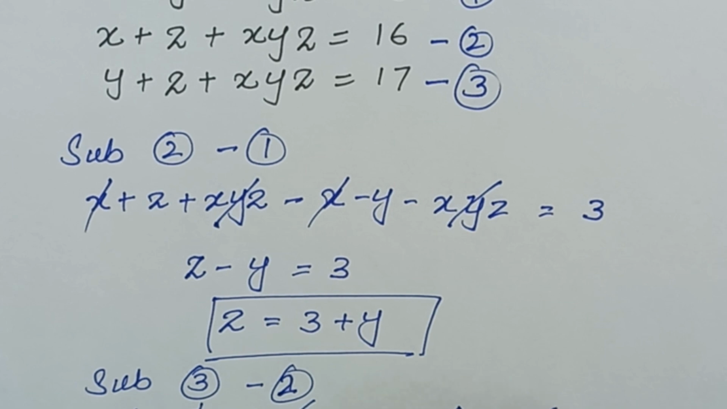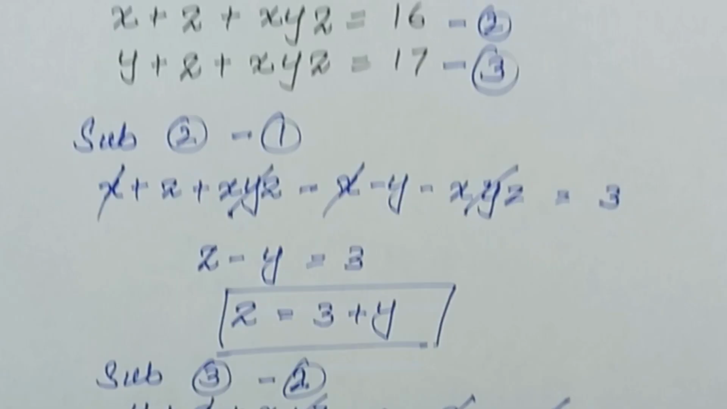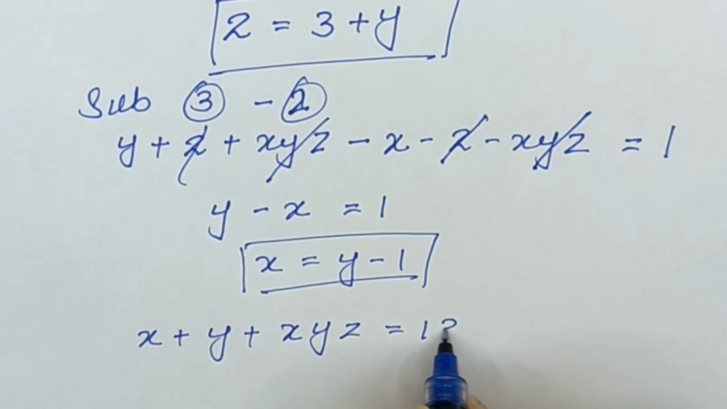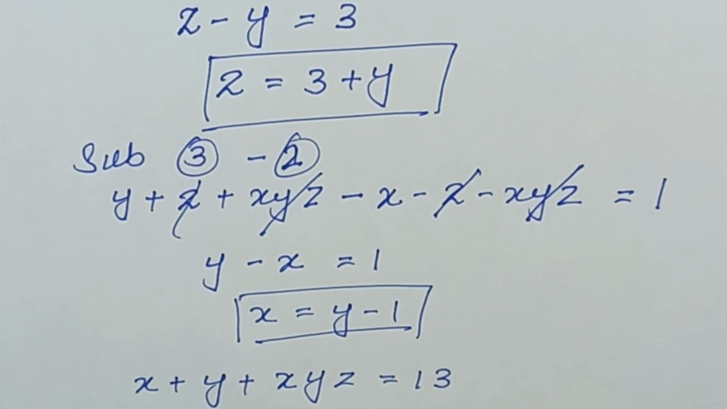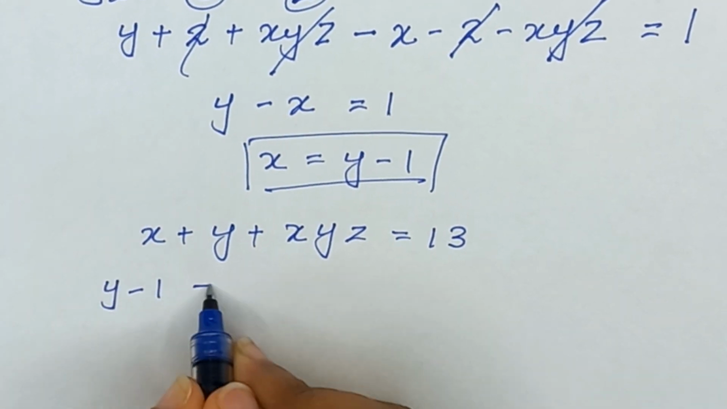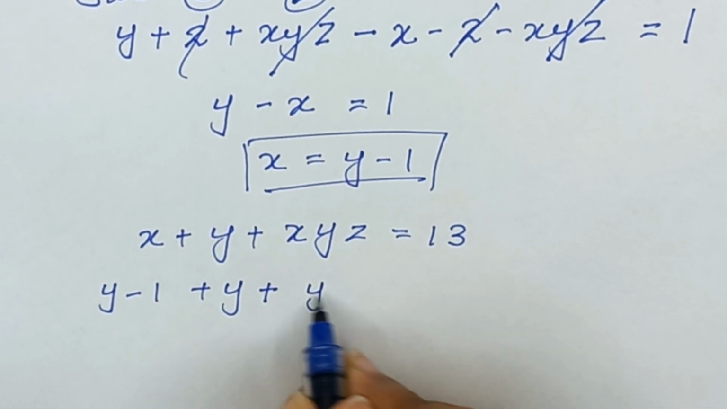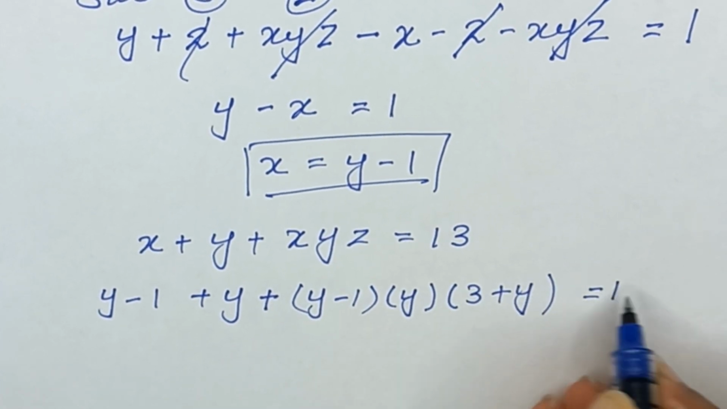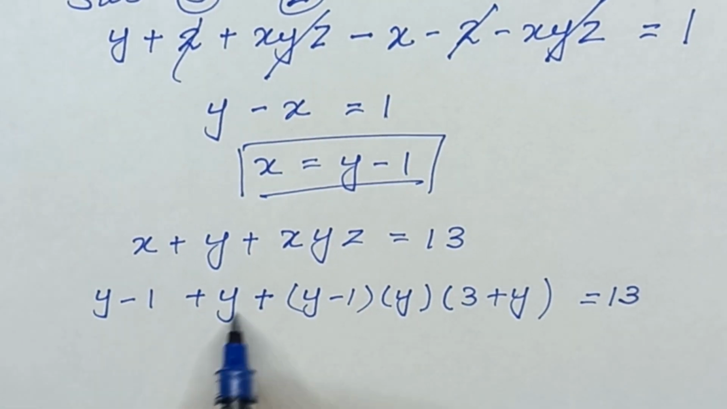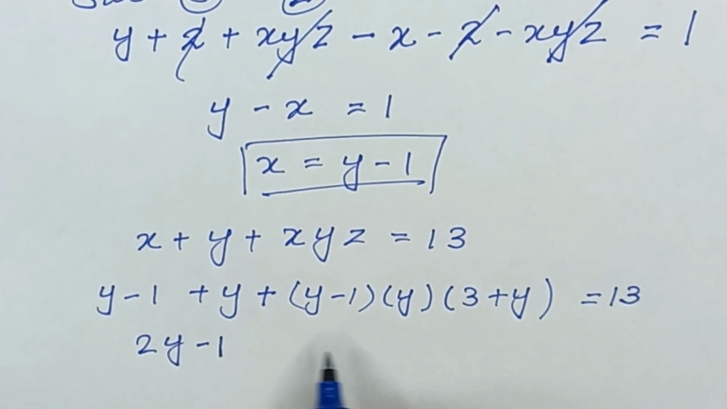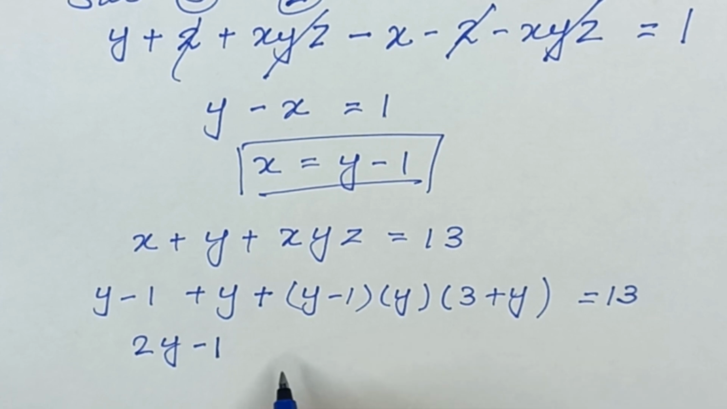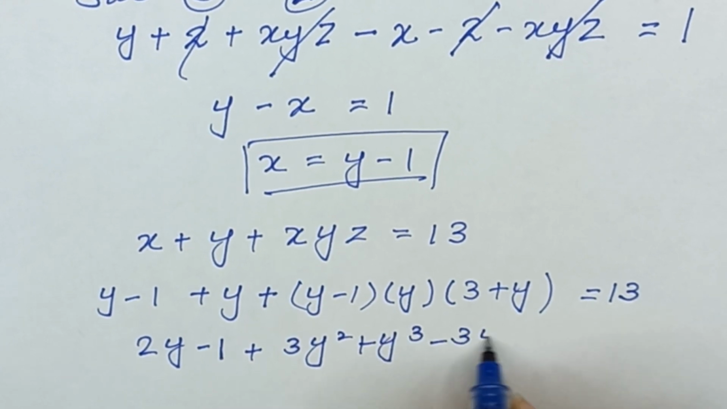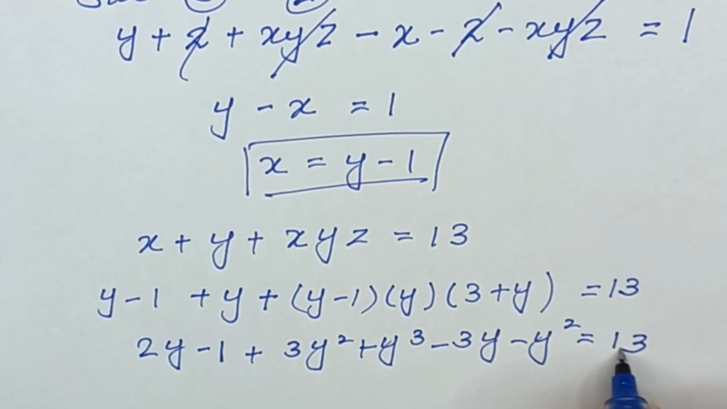Now I will substitute these values of z and x in equation number 1, which is x plus y plus xyz is equal to 13. Okay, now just substitute here the values of x and z. So x is y minus 1, plus y, plus x is y minus 1, times y, times z is 3 plus y, and it is equal to 13. So from here it will be 2y minus 1, and when we multiply all these three terms, it will become 3y square plus y cube minus 3y minus y square, and it is equal to 13.